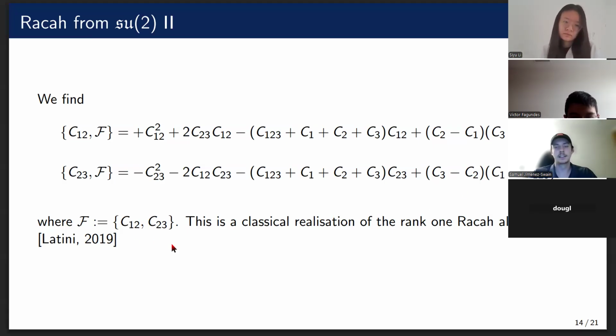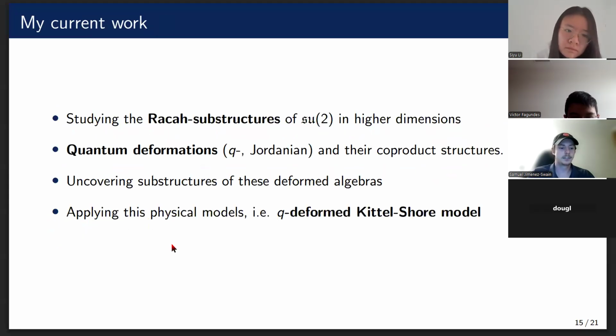Now, let's go on to what I'm working on, the current direction of my research. So my research is all based around applying this QMS construction to algebras in 3, 4, or even n dimensions. And in the classical Poisson setting, I've been studying the substructures of the SU2 in dimensions greater than 3.